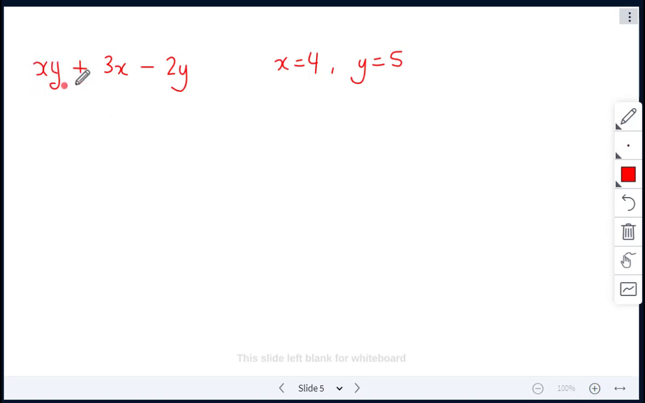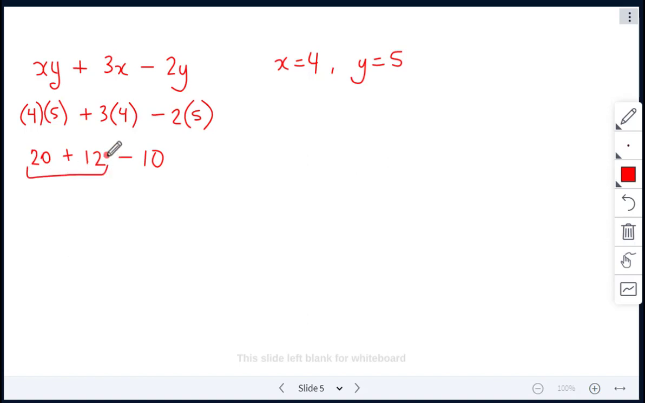So x is equal to 4 and y is equal to 5. So very important to be using brackets here. So we would have 4 times 5 and then plus 3 times 4 and then minus 2 times 5. All right, so here we end up with 20 plus 3 times 4 is 12 and then minus 10. Now just going left to right, 20 plus 12 is what we would do first. That is 32 and then minus the 10, which gives me 22.